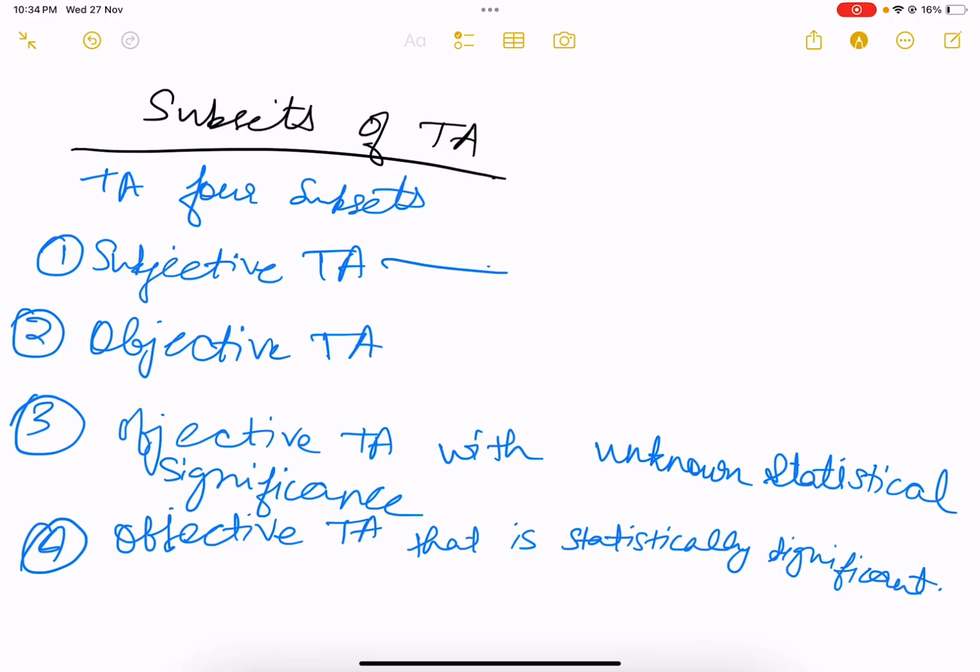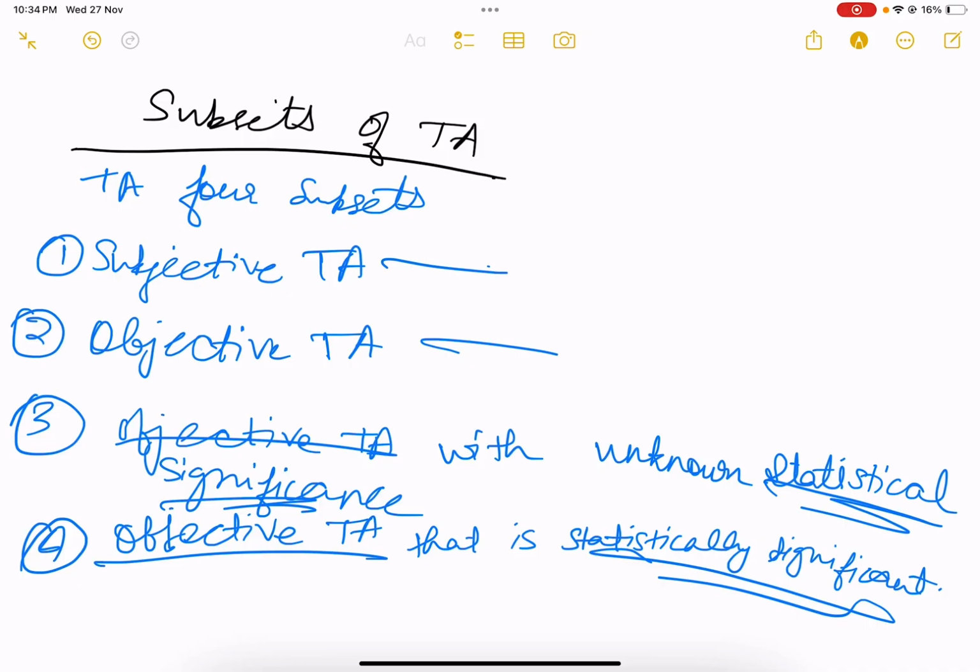So you know what subjective TA is, you know what objective is. Now we have objective TA, but we do not know what its statistical significance is. And then we have objective TA that is statistically significant.